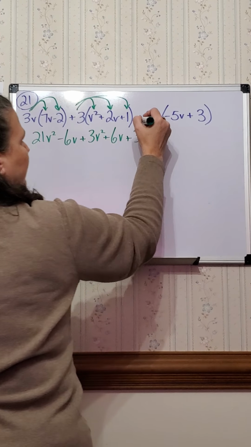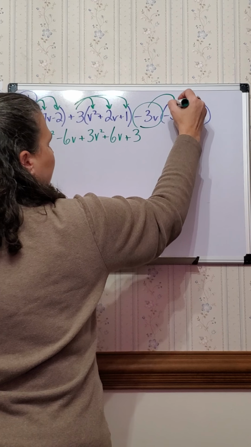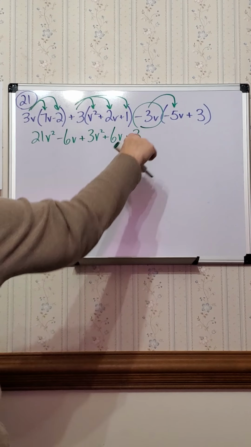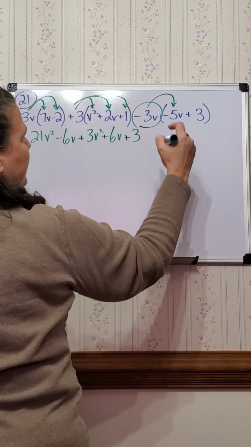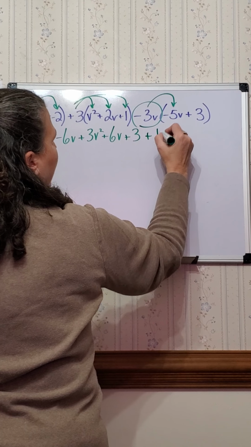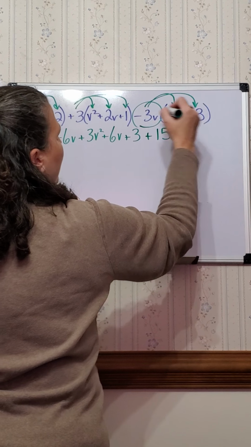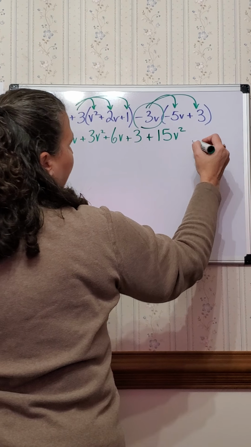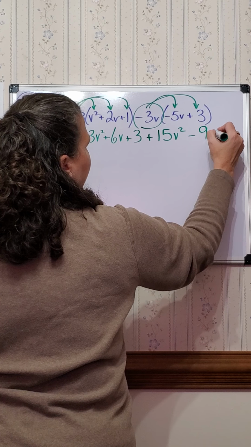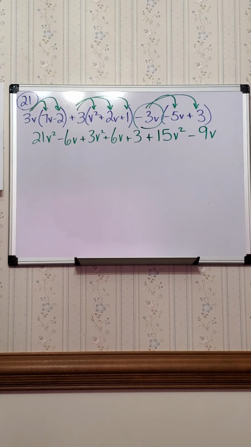Now, again, we have to be careful here because I have a negative number that I'm multiplying by. So negative 3v times negative 5v is positive 15v squared. And then negative 3v times a positive 3 is going to give me a negative 9v. Now, we have to take all of this information and combine it down.